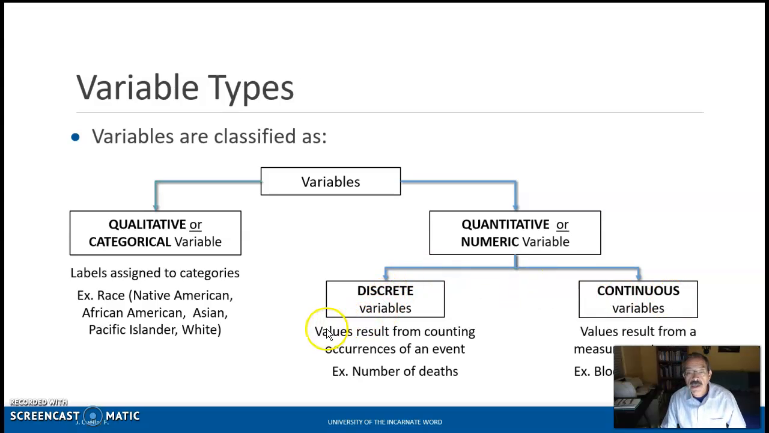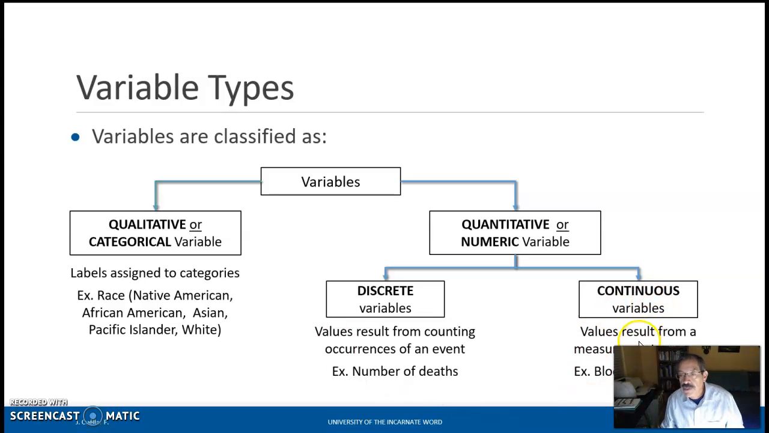Discrete variables result from counting the occurrence of an event. For example, the number of deaths from COVID-19. Well, we're counting how many have died. So it's 1, 2, 3, 4, 5, and so on. So there is not 1.5 individuals or 1.75 individuals. It's integers, 1, 2, 3, 4. And these are discrete quantities.